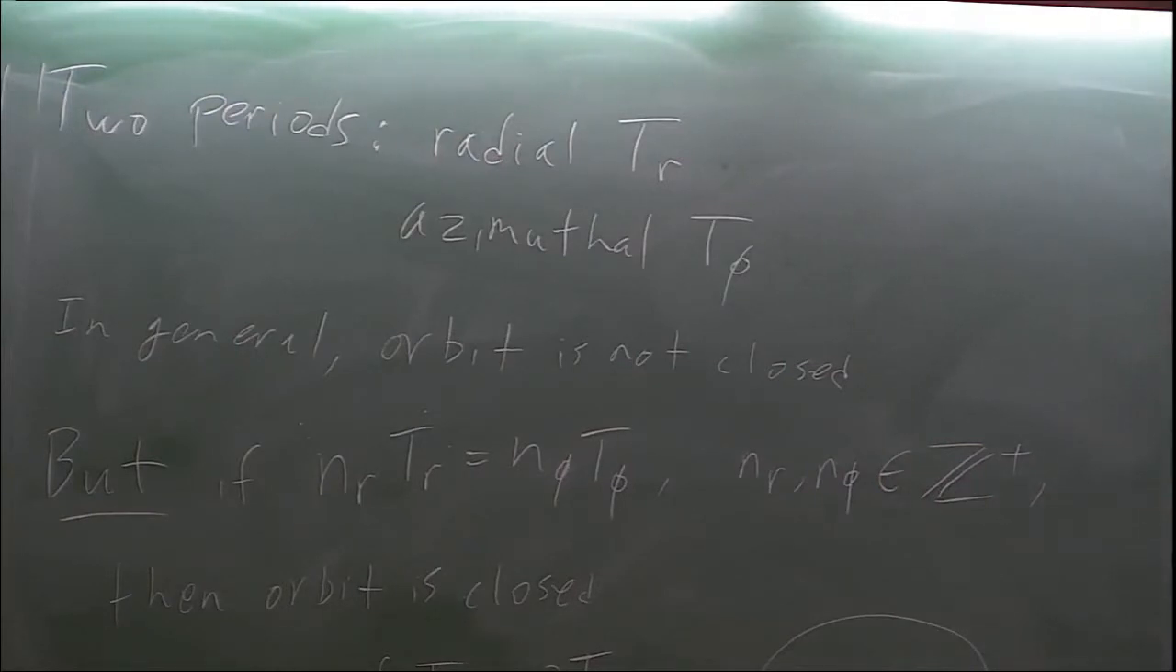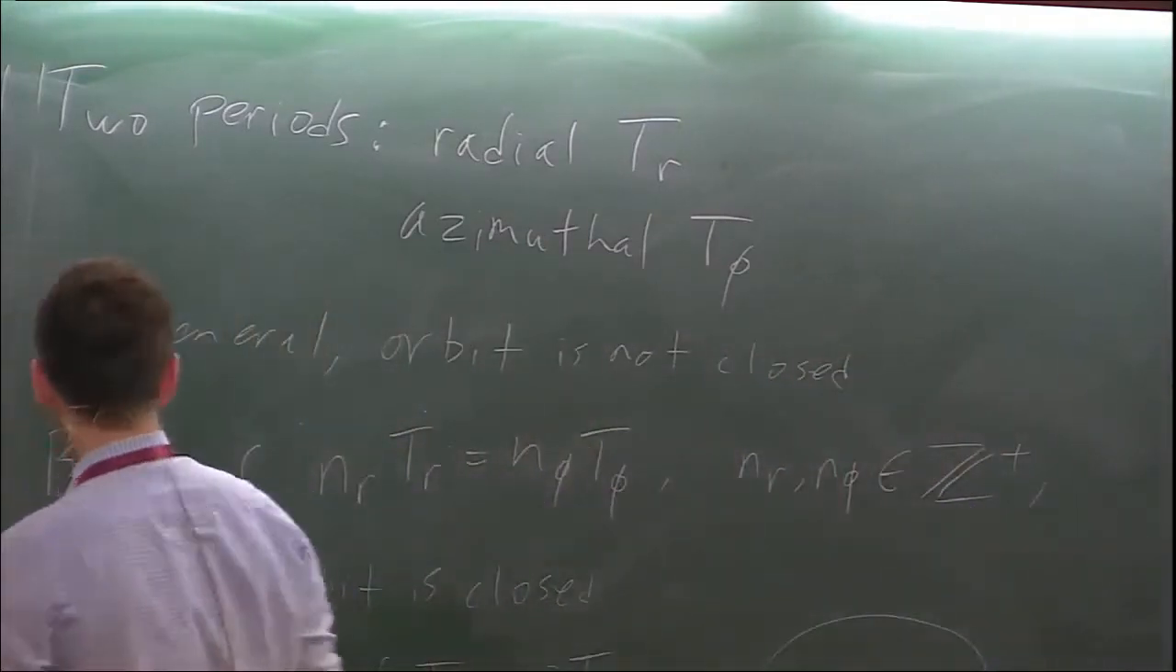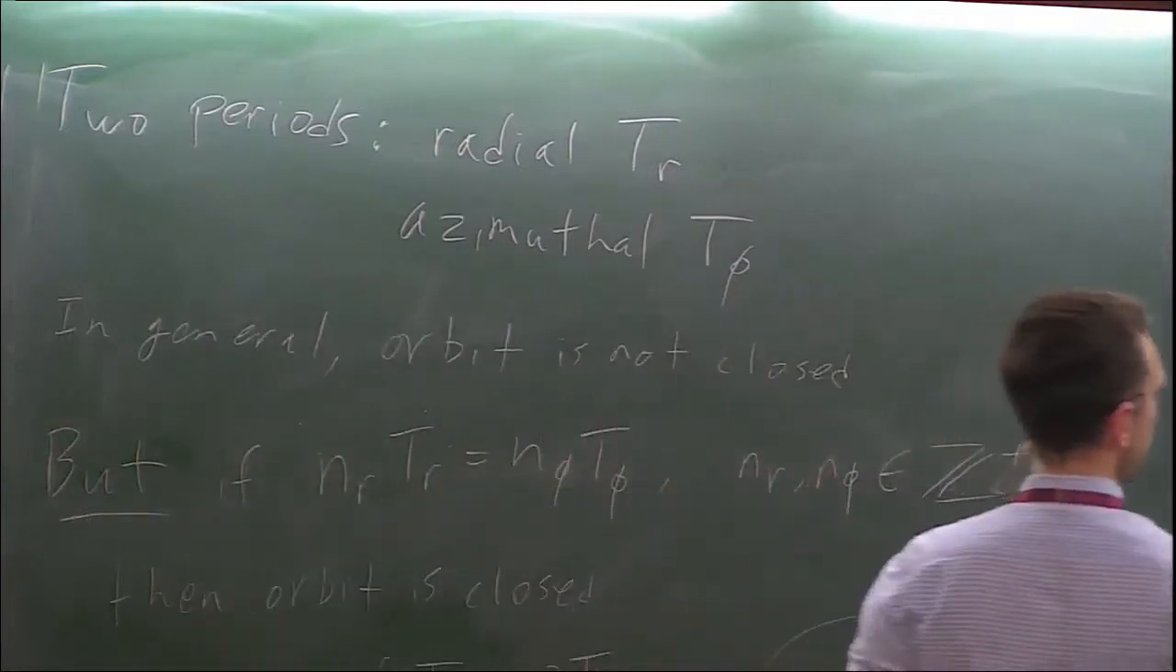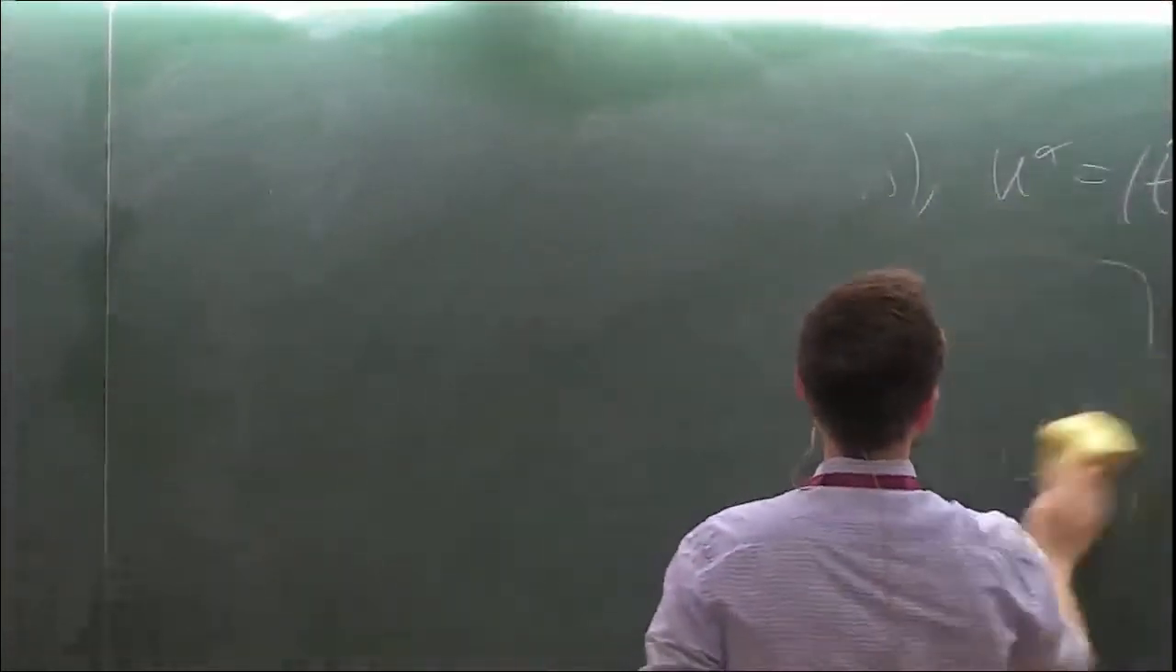All right, so this was all in Schwarzschild. Now let's move on to Kerr. Any questions about this before we go to Kerr? Okay. So we're going to do something very similar in Kerr. But there, the motion is not going to be confined to the equatorial plane.